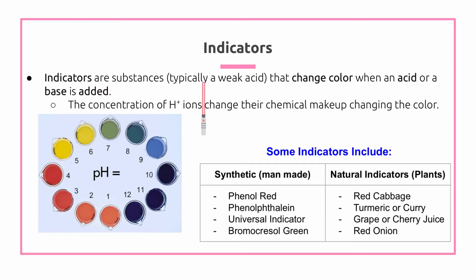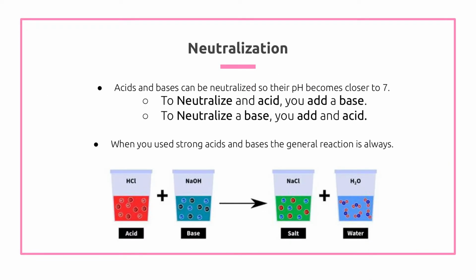Indicators are substances, typically a weak acid or a weak base, that change color when an acid or base is added. The concentration of hydrogen ions changes their chemical makeup, which changes their color. Some indicators include phenol red, phenolphthalein, universal indicator, bromocresol green, red cabbage juice, turmeric or curry, grape or cherry juice, red onion.